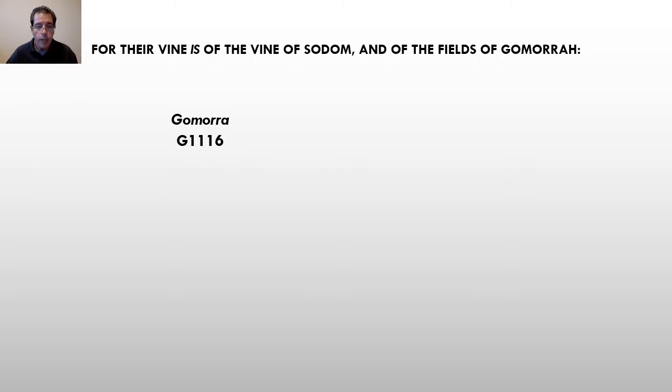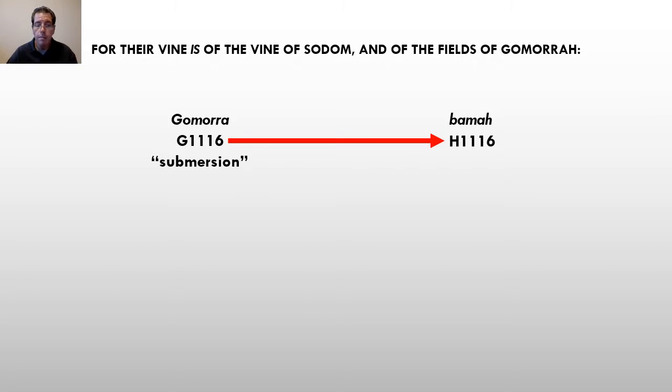Gomorrah is G1116. This is the Greek word Gomorrah, G1116. It means submersion. And this land is submerged in the radio waves, the microwaves, stacked up into the heavens. This world, this nation, these people in the last day are submerged, and this kingdom is numbered. H1116 is numbered with Gomorrah, and that word is Bama. Bama is an occultic platform for idolatrous worship. That's what that word means.